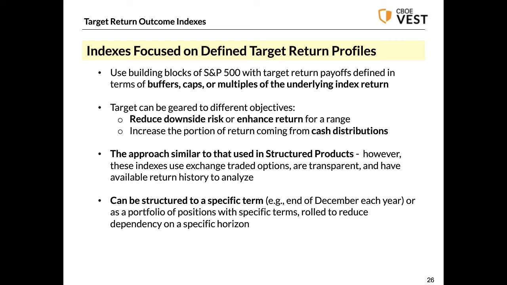Now, some of this terminology might be familiar to you if you've evaluated or invested in structured products. Structured products, of course, come from the balance sheets of banks or insurance companies, but with target outcome investing, you can get the same kind of return profile, but using exchange-traded options and having strategies that are more transparent, have an available history to analyze and observe. And this is really the new thing that is becoming available with option strategies.